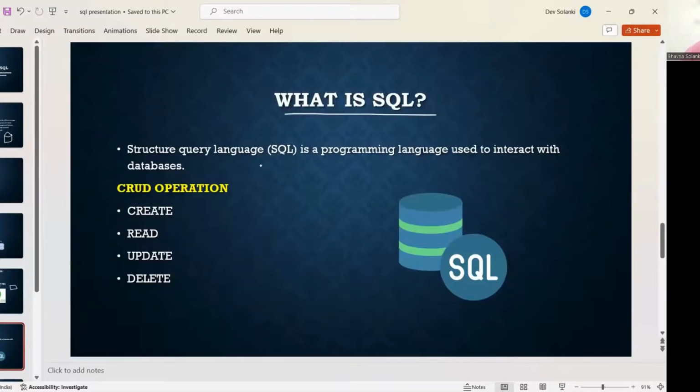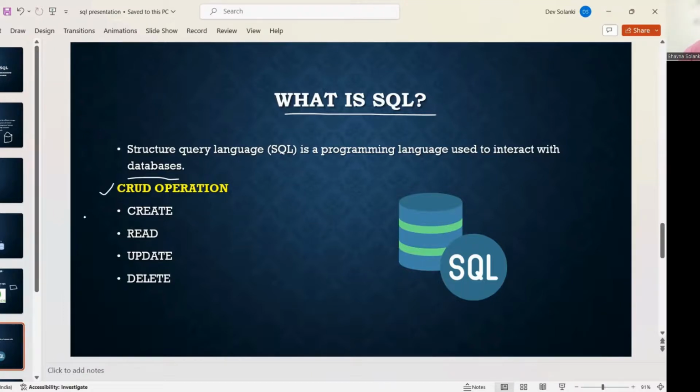Now it will be easy to understand what SQL is. In one line, SQL, Structured Query Language, is a programming language used to interact with databases. We already understood what databases are. If we want to interact with databases, we need to use one language that is known as SQL, Structured Query Language. These are the four main operations we can do in SQL.